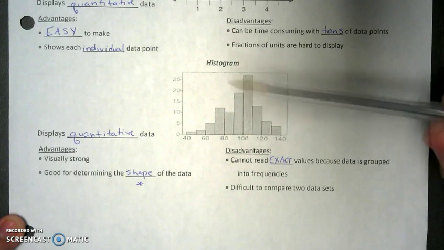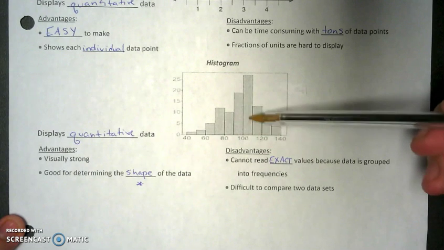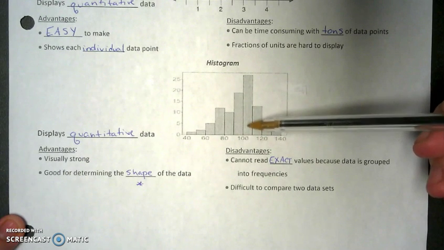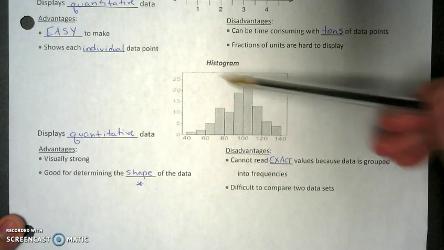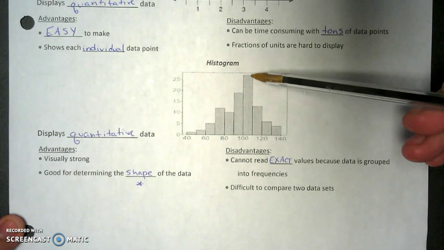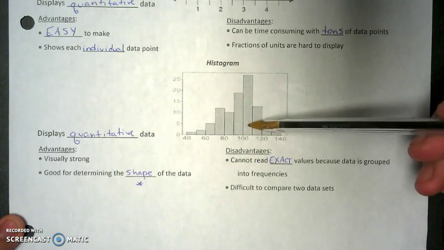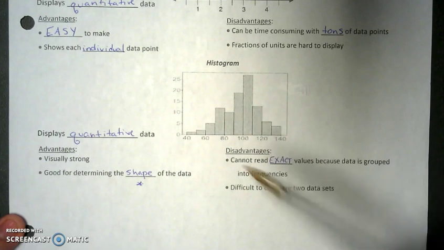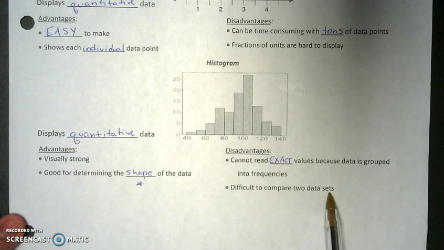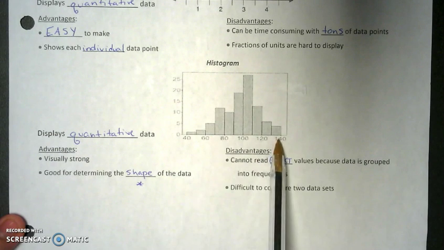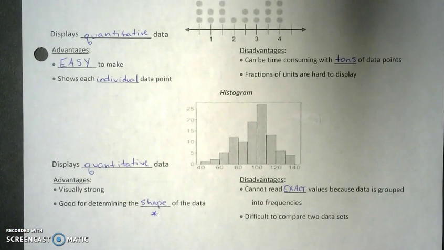So if we look at this bin right here, it's 100 to 110, we have no clue how many 108s there were, 105s. We just know that there was roughly 27 data points in this bin. Because there is an interval, we have no exact values. And the last one, it's very hard to compare two data sets because you might have different bins, you might have different frequencies and all that. So this is the end of the notes for today.